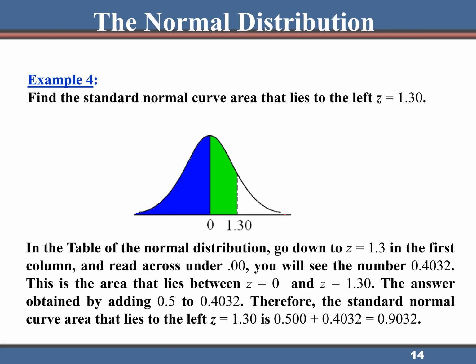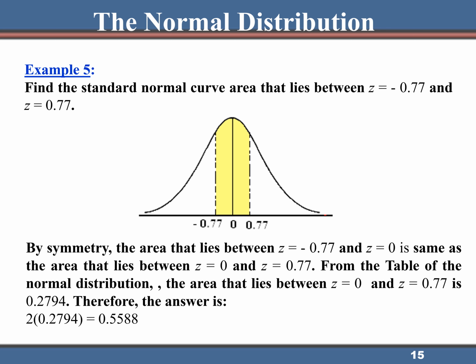Using Table 1, we found that the area under the standard normal curve from 0 to 0.77 is 0.2794. But from symmetry, the area under the curve from negative 0.77 to 0.77 is twice the area under the curve from 0 to 0.77. Therefore, the answer is 2 times 0.2794, or 0.5588.